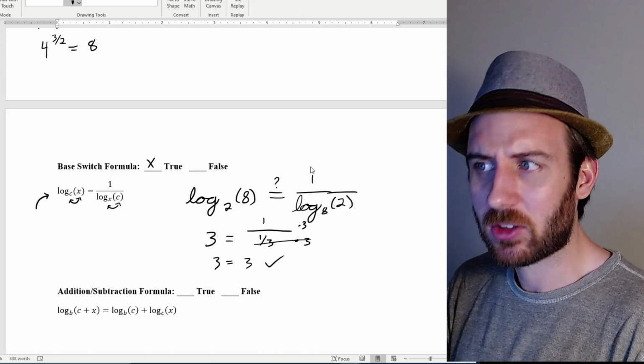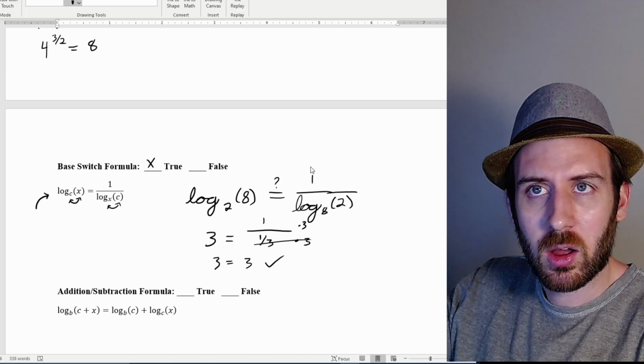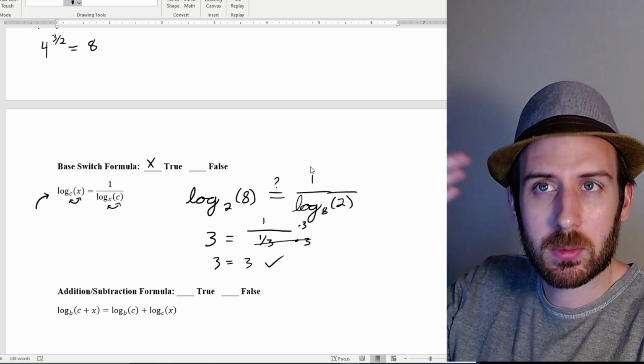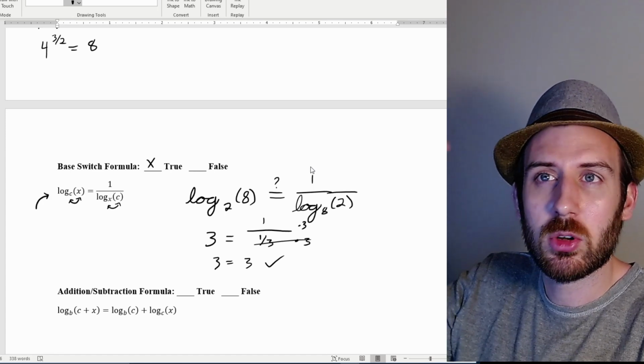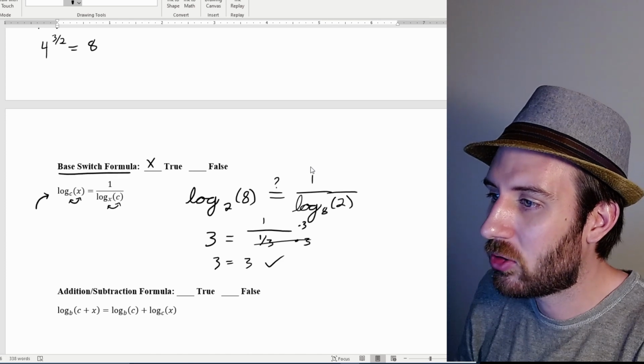And that should make some sense, because if I cube rooted to go up to something, then I would need to do 1/3 of a power. If I cube to go up to something, then I need 1/3 of a power, or a cube root, to go back down to it. Okay, that's kind of cool. That's a nice idea. We've got the base switch formula.